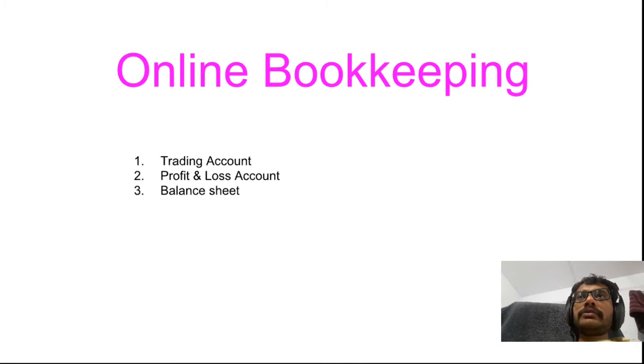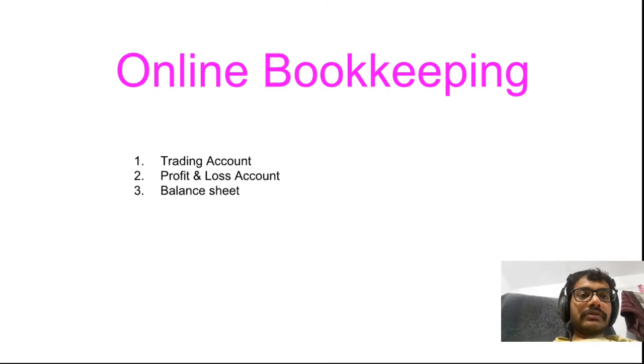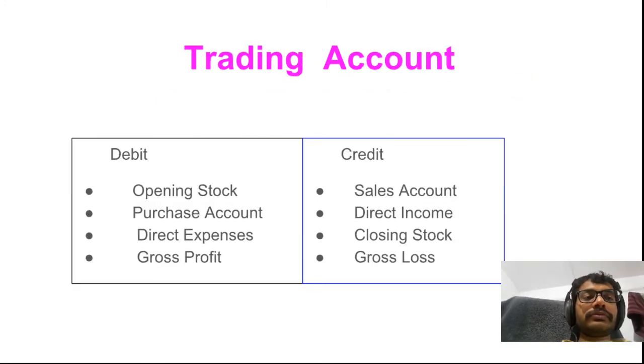In a trading account, there are two sides. One is debit, one is credit, which shows all details related to your business trades and stocks. Then the P&L account, profit and loss account, will show your income and expenses. Then the balance sheet shows your liabilities, your assets, your cash, bank, working capital, etc. So let's start with the trading account.